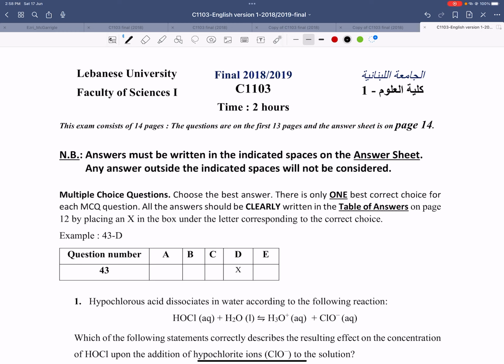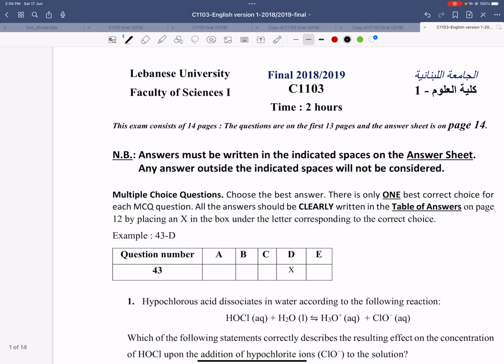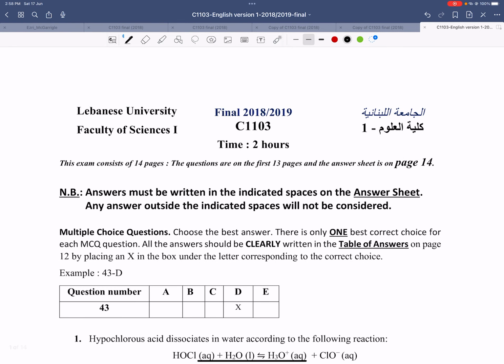So, like I said, the beginning is to get familiar with the whole exam. Make sure that the answer sheet or the answer booklet is present. Make sure that the number of pages is also present, all of it. And just simply read the introduction. In the introduction, they say that this is going to be a 14-page exam. The questions are on the first 13 pages, I think, because this exam is not recto verso, so they're not doing both sides of a single paper. And the answer sheet is on page 14.